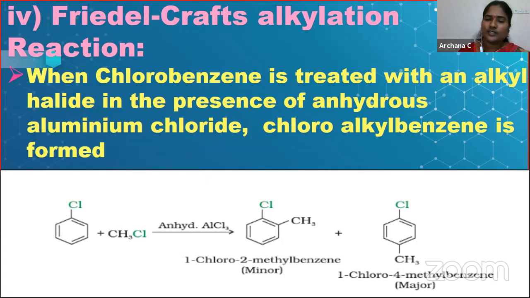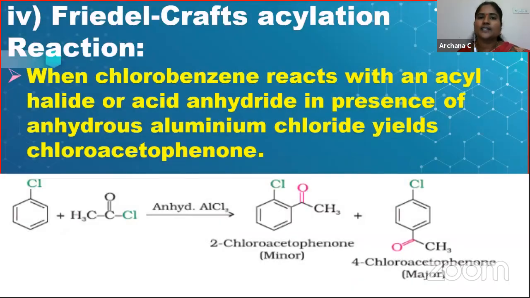One more we have, children. This is also very important for your examination: Friedel-Crafts acylation. Only the term is different. Alkylation means an alkyl group. Which alkyl group is there? Methyl is the alkyl group, and it is attached to the benzene ring at the ortho or para position.